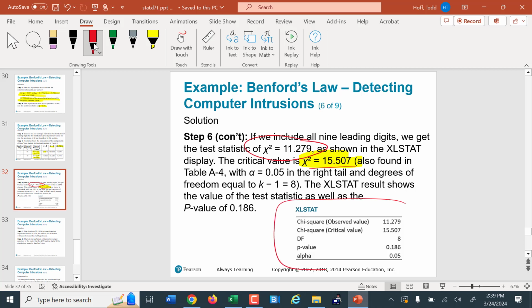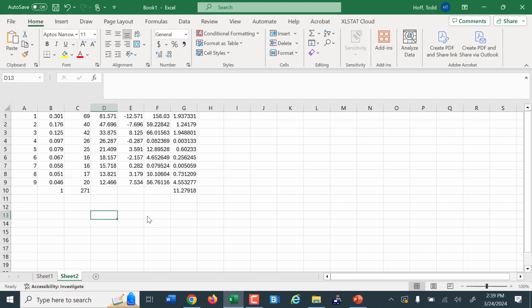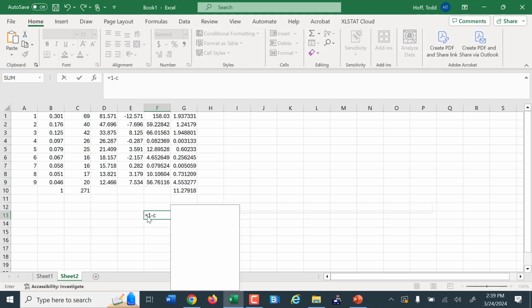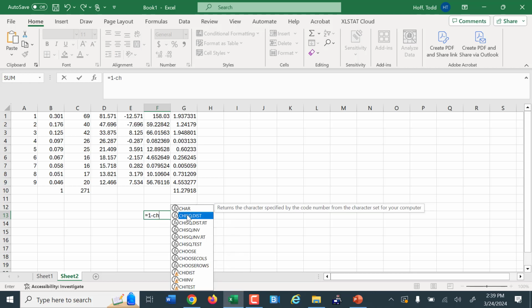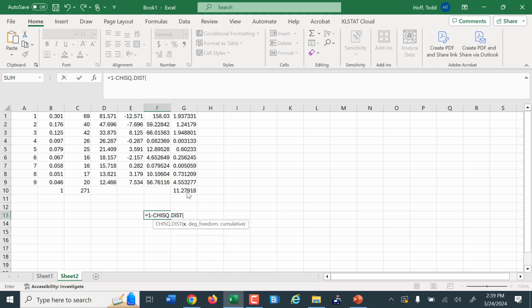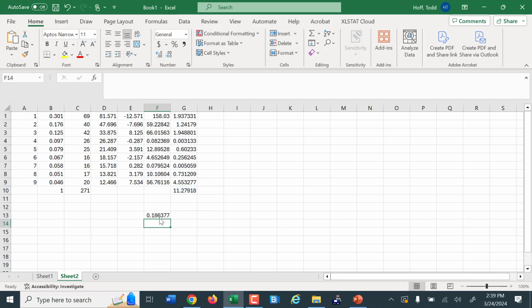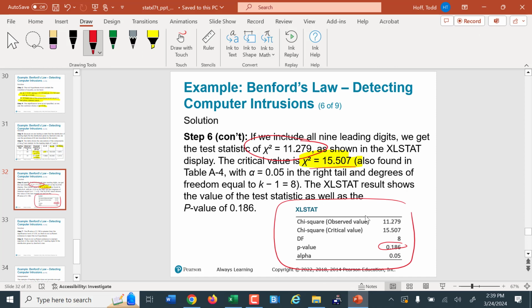This is the ExcelStat output. If you wanted to use that, the p-value is 0.186. I can find that p-value in Excel without using ExcelStat. So this is just going to equal 1 minus the chi-squared distribution right here, 11.279, comma, 8 degrees of freedom, and true for cumulative. There is 0.186. There it is, 0.186 is what they gave here.